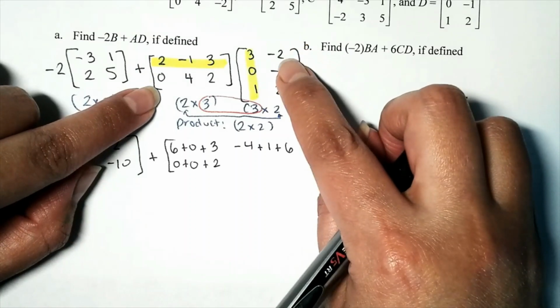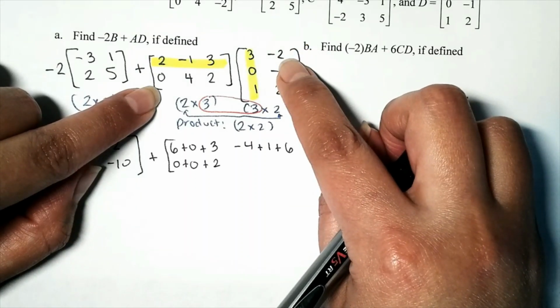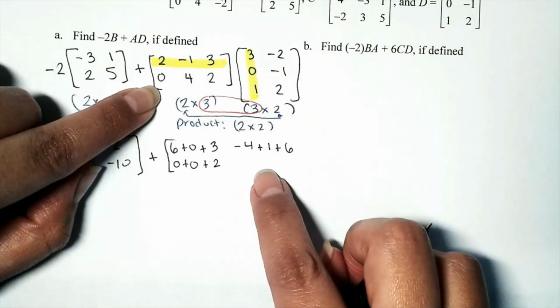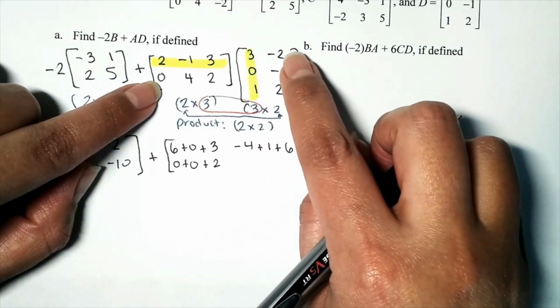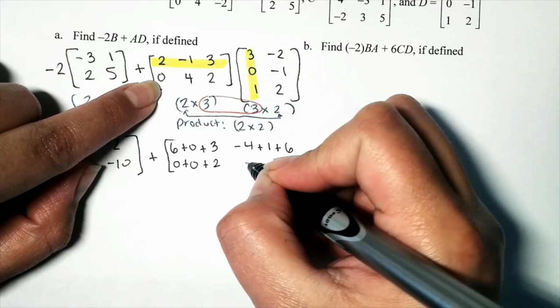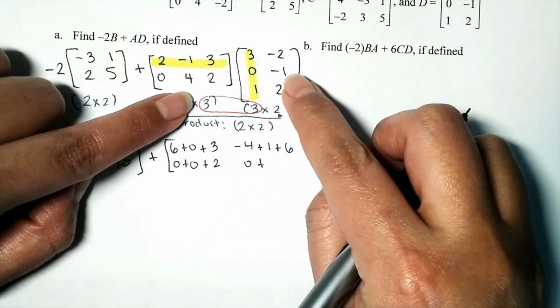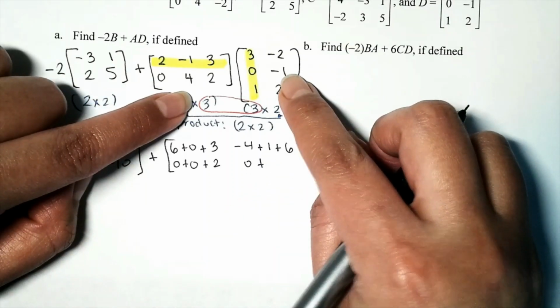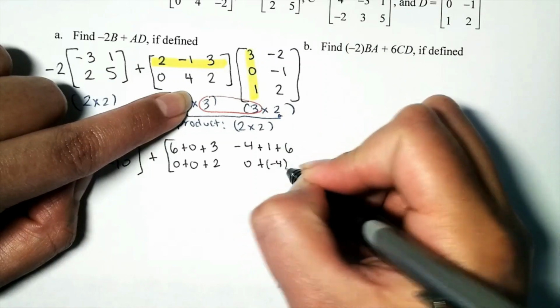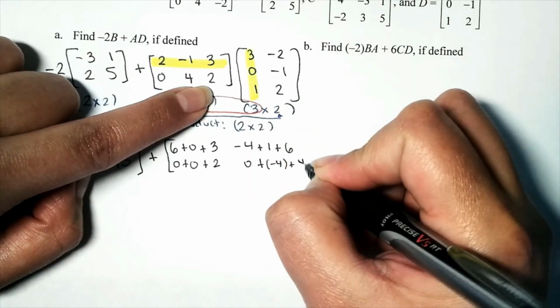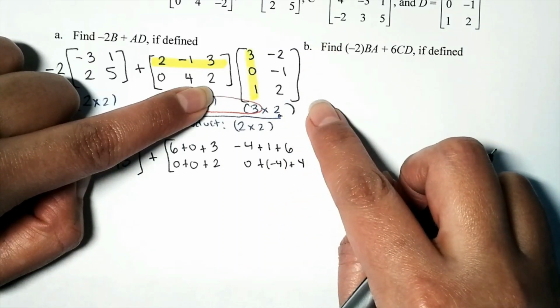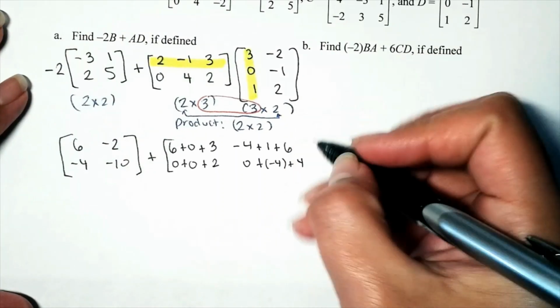Row 2, column 2 will be the 2, 2 entry. Let's do this. First product, 0 times negative 2 is 0. Plus the next product, 4 times negative 1 is negative 4. Plus the next product, 2 times 2 is 4. No more columns, no more rows. That's it. Okay, we're done.